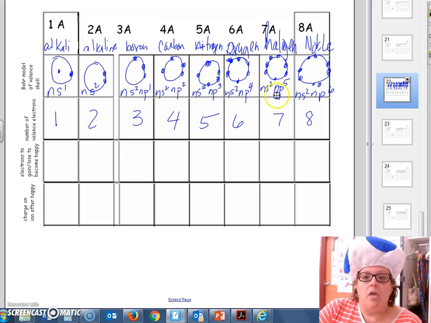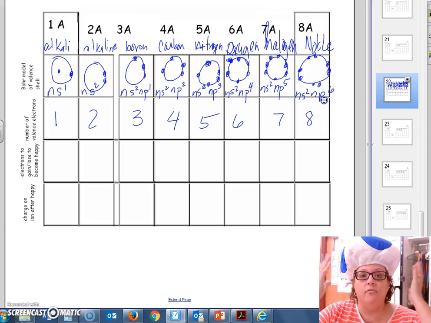So, noble gases have full outer shells. That's what atoms want to do. They all want to have a full outer shell, and we call that a happy atom.